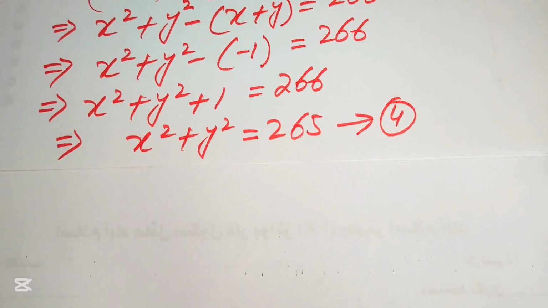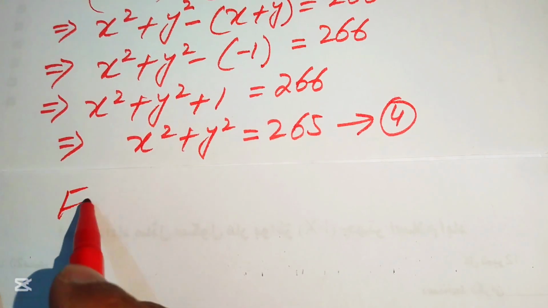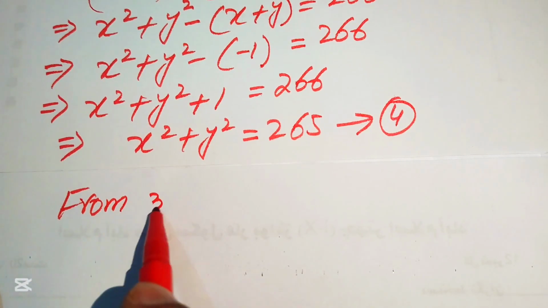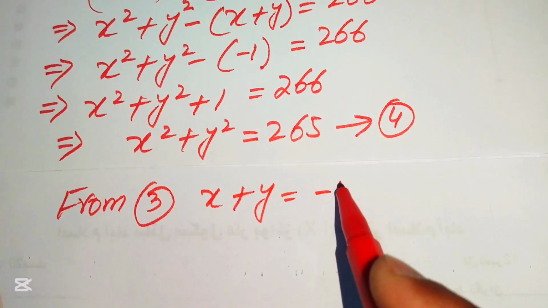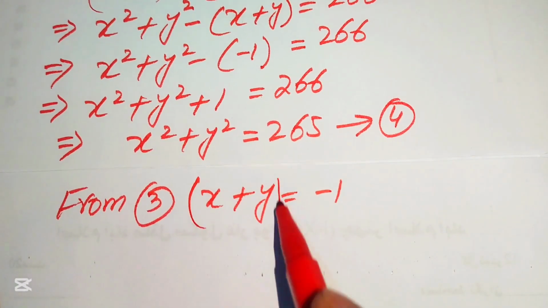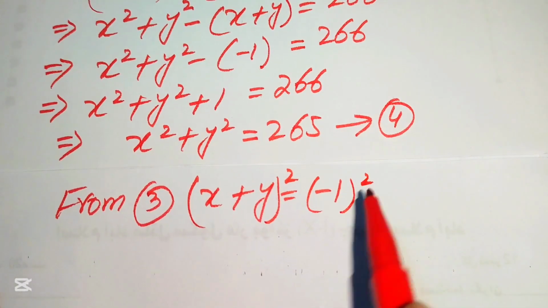After that we need equation number 3 again. From equation number 3 we copy down x plus y equals minus 1. Now we take the square on both sides of this equation.